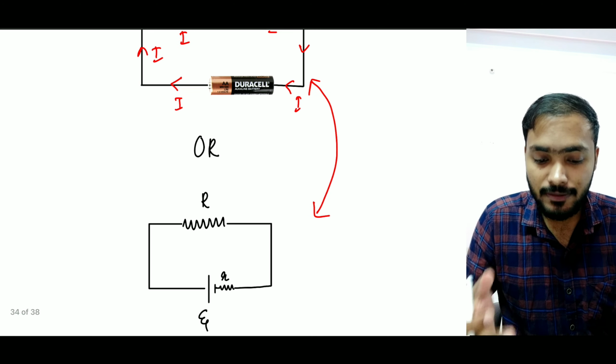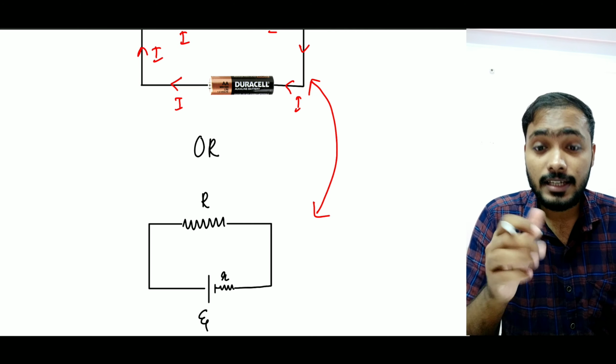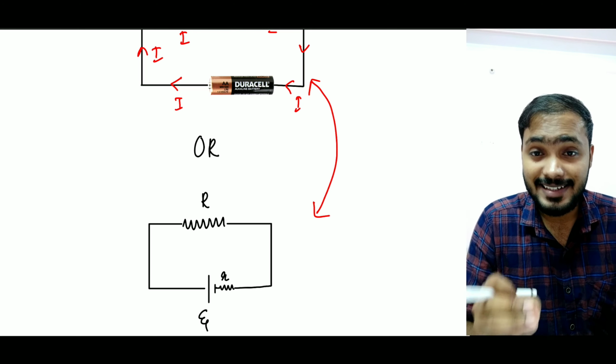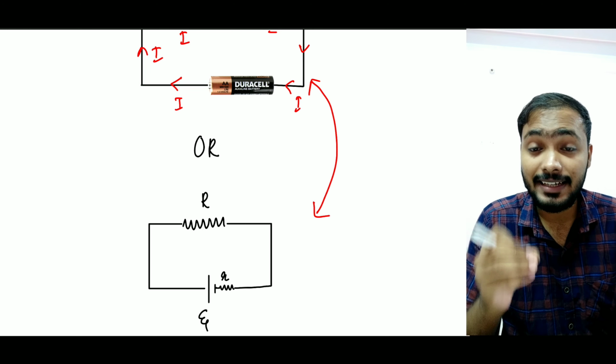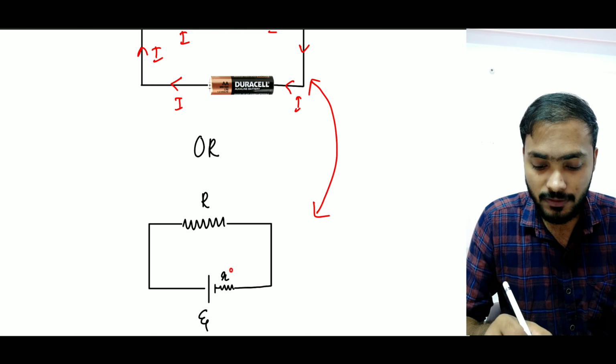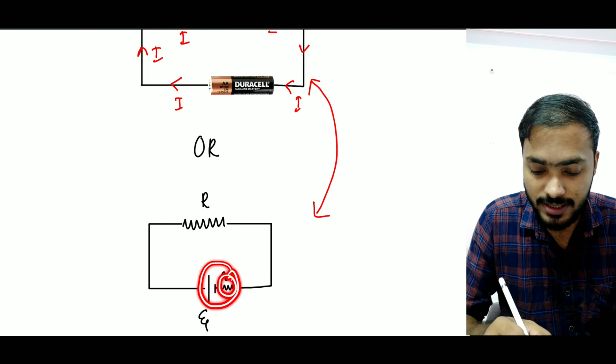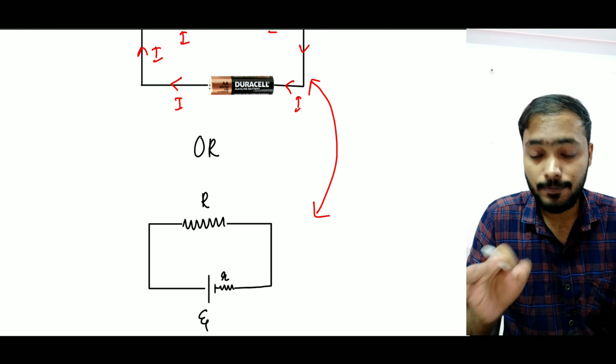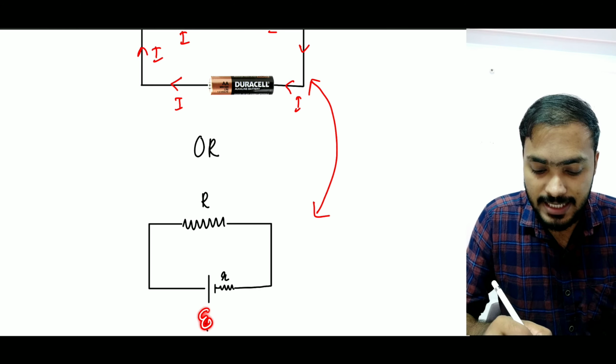In our previous video we got to know that your cell or your battery also has resistance, which we call internal resistance, and which is drawn outside the cell, right? This is the symbol of a cell and we have internal resistance with it, right? Okay, so the cell has an EMF E.